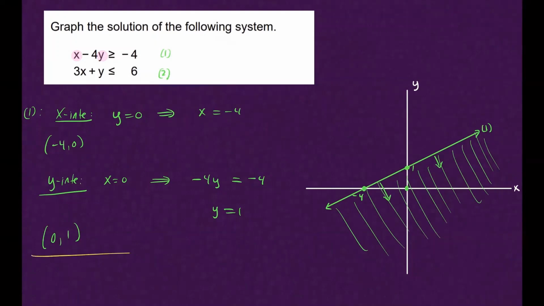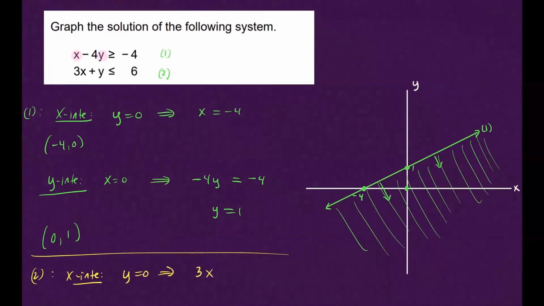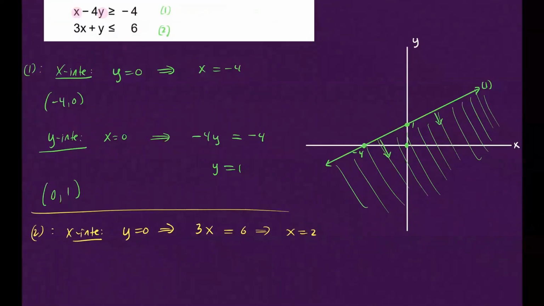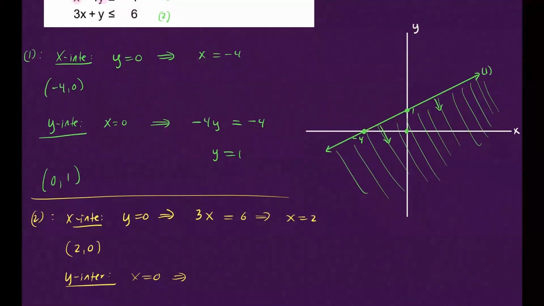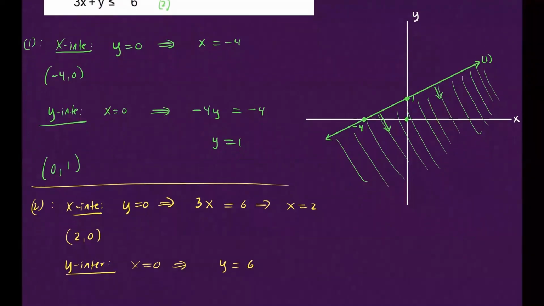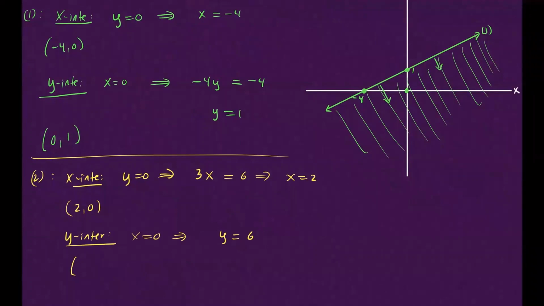For the second inequality, we're going to do the same thing. We find the x-intercept by setting y to 0. So that gives us 3x is equal to 6. So divide both sides by 3, x is equal to 2. So we have the point 2, 0. And for the y-intercept, we're going to set now x equal to 0. That gives us, plugging in x equals 0 into the second inequality, you have 3 times 0, that would be 0. So y is equal to 6. So therefore, the y-intercept for this inequality is 0, 6.